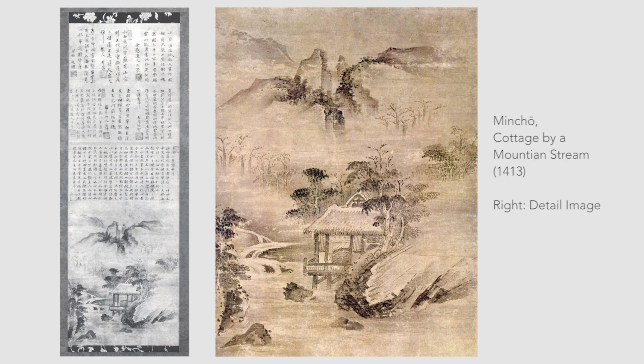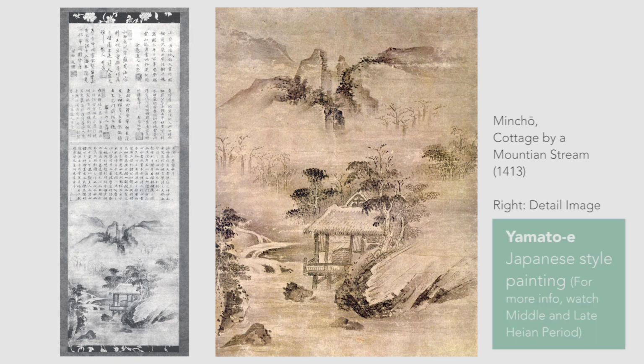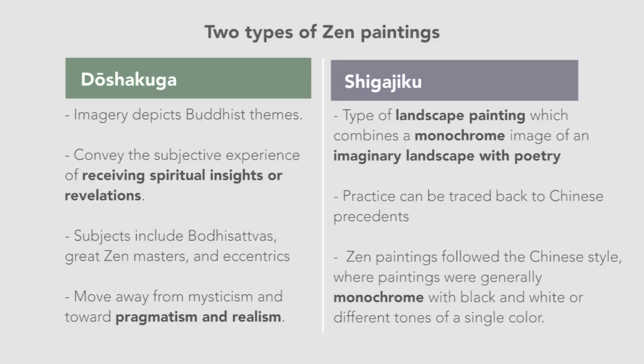Not only was subject matter influenced, but also their use of color. While Yamato-e used strong, bright colors, the Zen paintings followed the Chinese style, where paintings were generally monochrome with black and white or different tones of a single color.